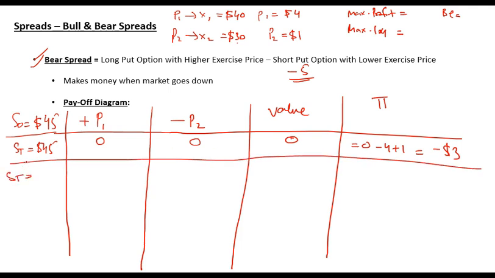If you have a price of $35, what is the value from first put? Second, total value of 5, and what is the profit? 5 minus 4 plus 1, which is $2.